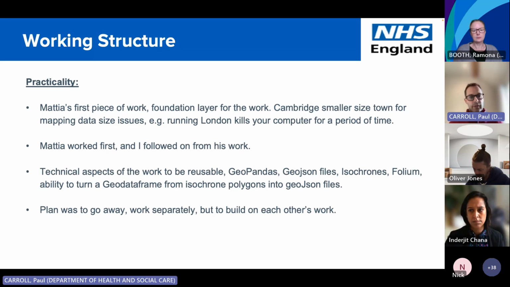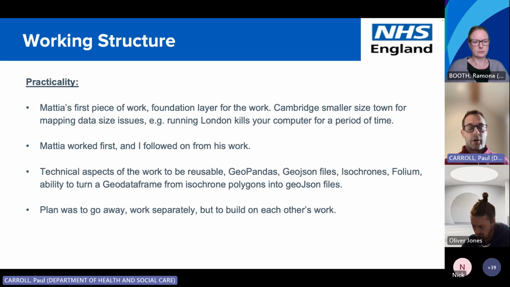The main part of this was that the technical aspects of this work had to be reusable, open source and non-proprietary. So we used GeoPandas libraries, GeoJSON files, isochrones, Folium, and we harnessed the ability to really turn the GeoDataFrame from isochrone polygons into GeoJSON files. The plan was to go away, work separately, and then bring the work together later on.